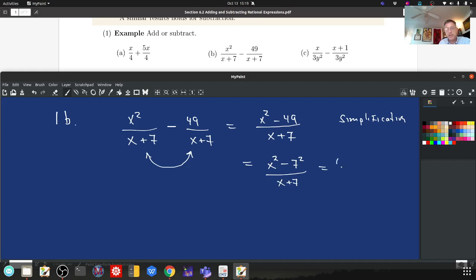And x squared minus 7 squared is x minus 7 times x plus 7, and it's being divided by x plus 7. Now here, if you need to put parentheses around it, you can. But the point is that you will see that there are two factors that need to be canceled out: the x plus 7 in the top and the x plus 7 in the bottom. And that leaves us a final answer of x minus 7. And that's our final answer. That's fully simplified.